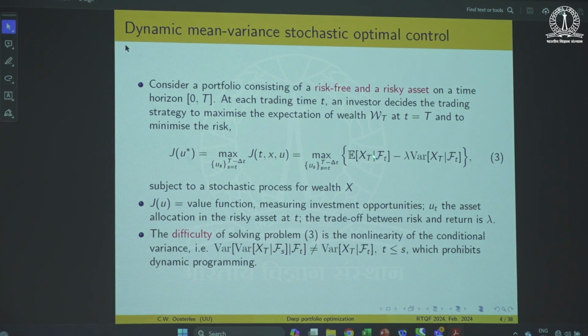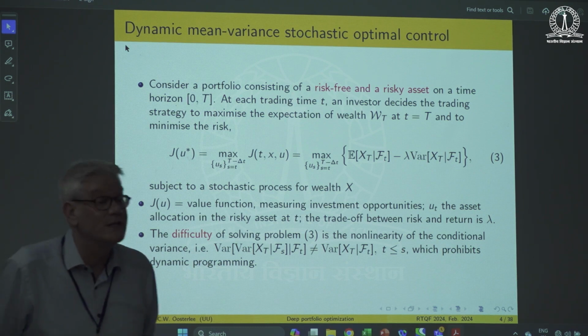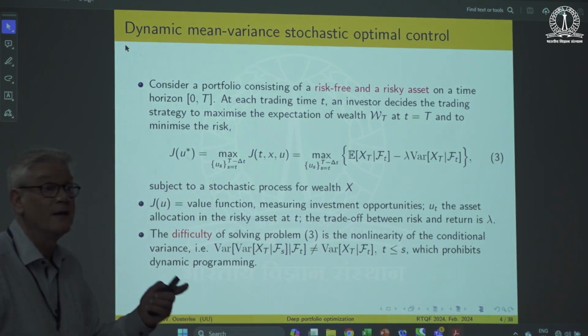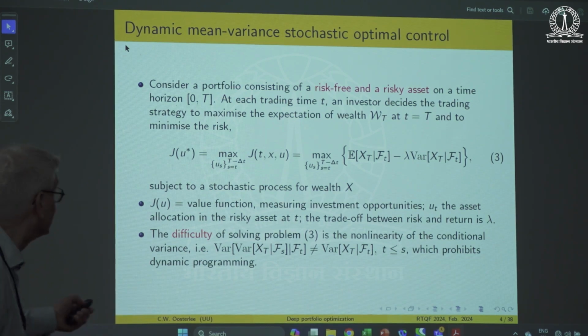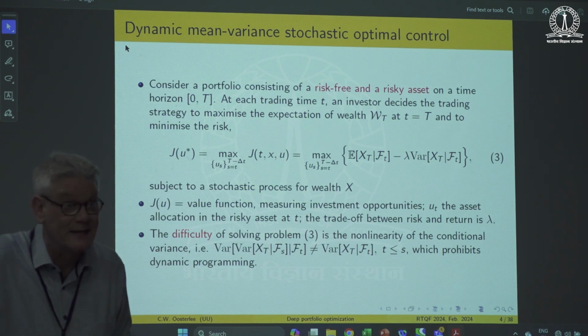And then the difficulty: this is already a time inconsistent problem, so we cannot use Bellman's principle of optimization here. If we want to solve this backward in time, the variance with the knowledge up to time little s, given the knowledge up to time little t, is not equal to the variance of X_s given the knowledge up to time little t. So we cannot go backward in time and come up with the same problem again.